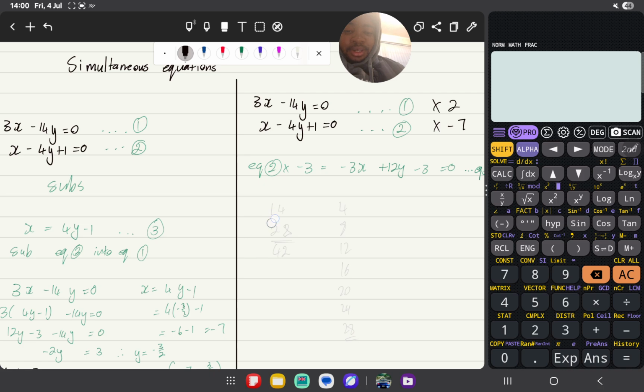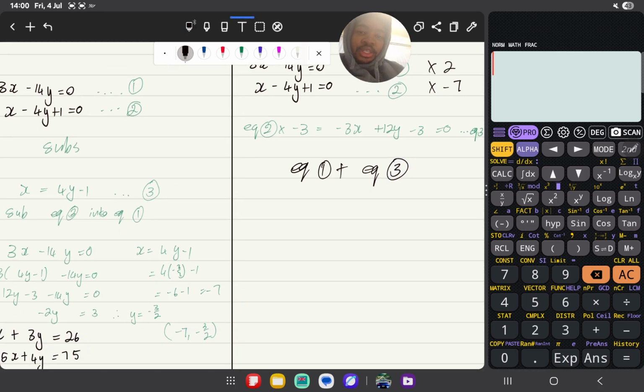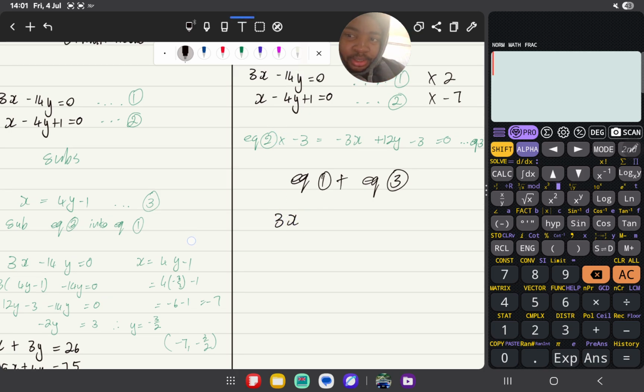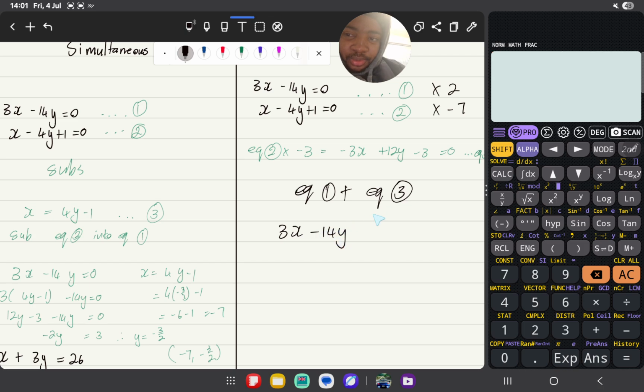But yeah, I love eliminating x. So now I'm gonna say that is equation 3. So I'm gonna say equation 1 plus equation 3. Yes. So when I do that, I have 3x minus 14y equals 0 plus, then I have minus 3x plus 12y minus 3, let me say plus 0 here, equals 0.